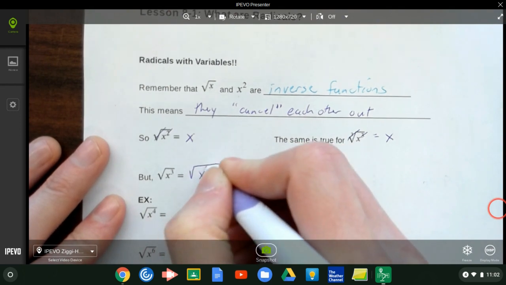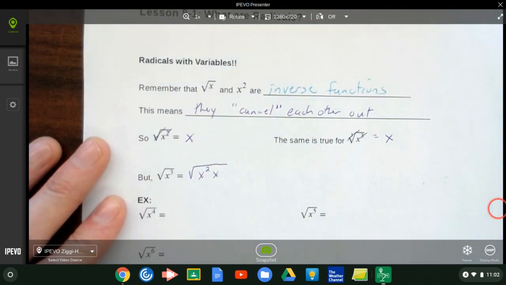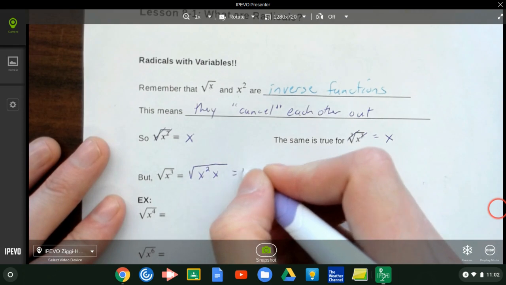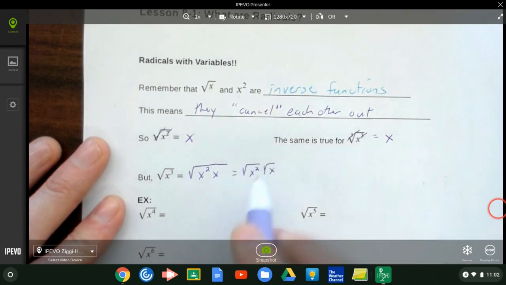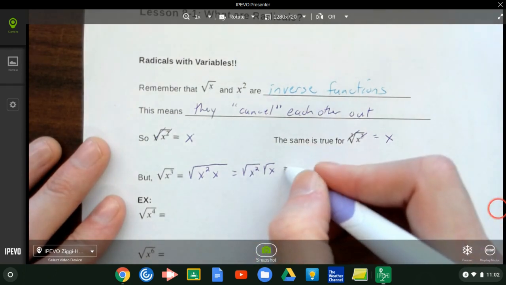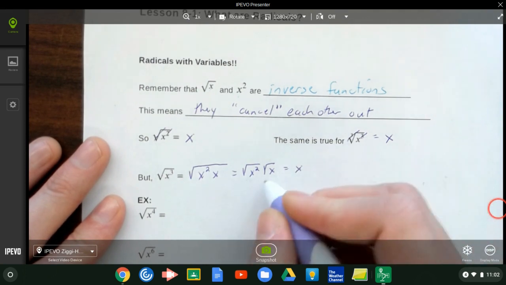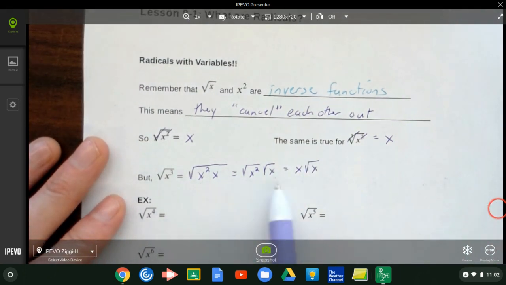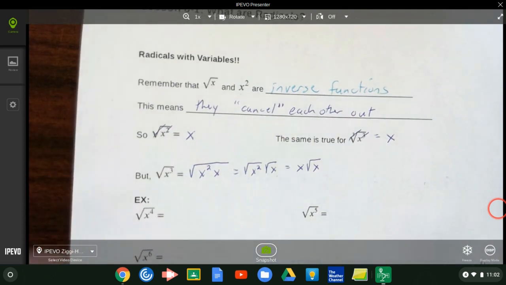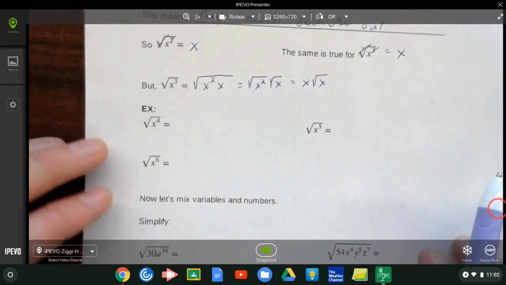I can say x cubed is just x squared times x. And then just like we did with the numbers, I can break it up like that. So x squared and x. This whole thing, square root of x squared, is x, and the square root of x I can't break down. So we do the same process that we did with numbers. So let's take a look at a couple examples of that.